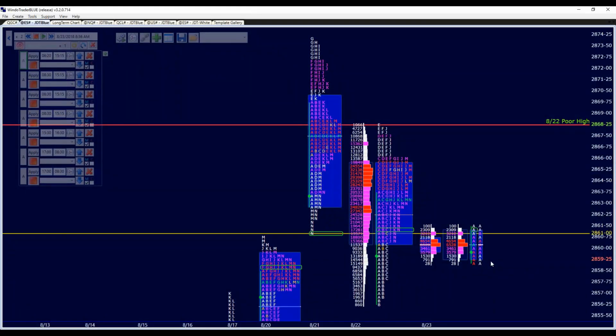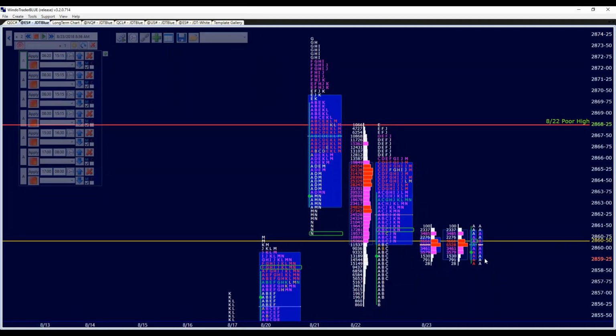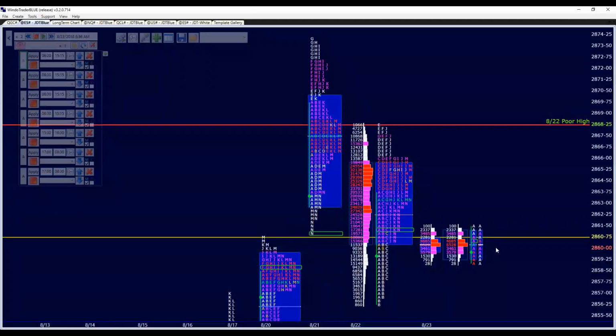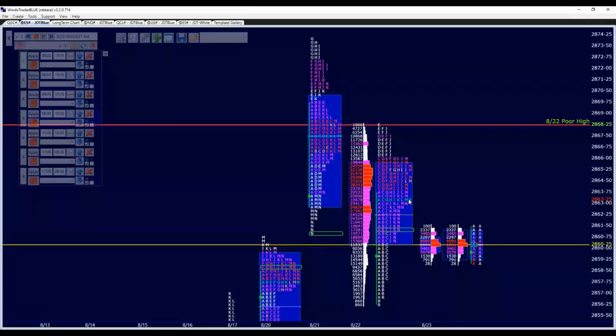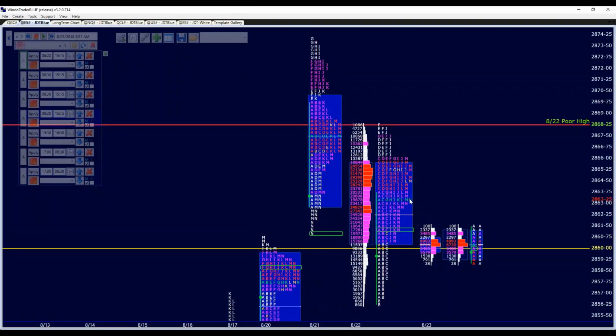It's just trying to make up, it's the early day, trying to make up its mind of what the market wants to do. If you look a little higher, you'll see a green line starting with A and ending with N. That's the point of control from the 22nd. Now that is a prominent point of control. A prominent point of control is a point of control that's above average.